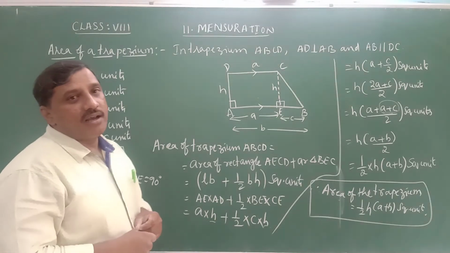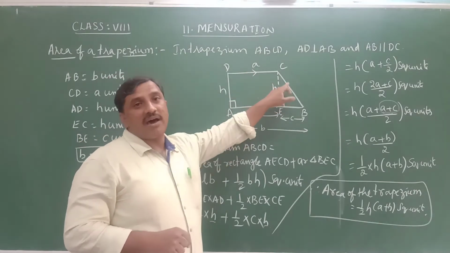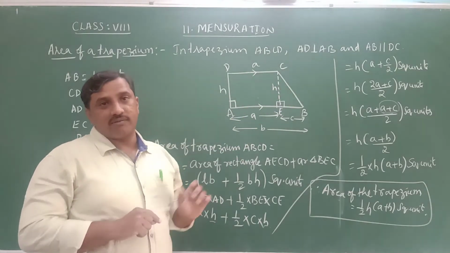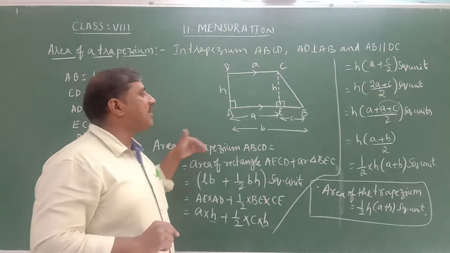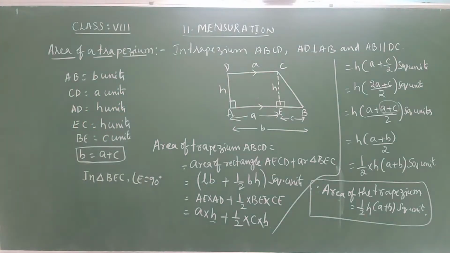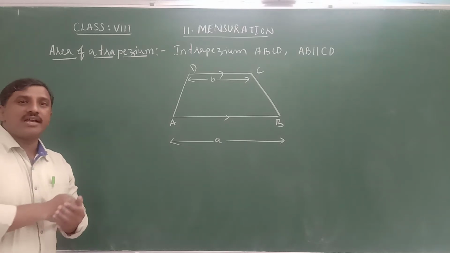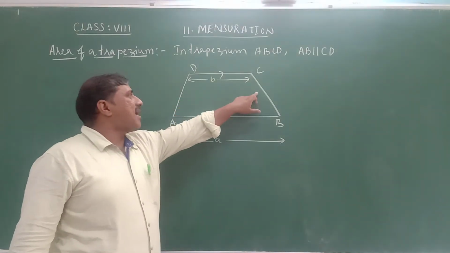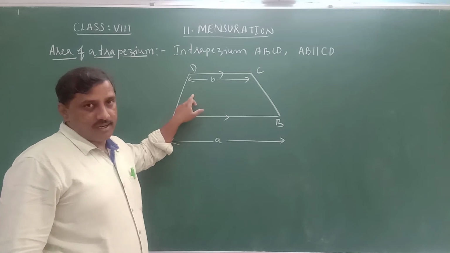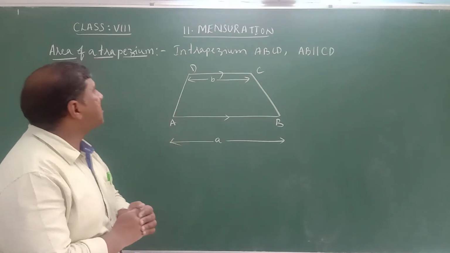Now we will derive a formula to find area of a trapezium when the two non-parallel sides are not perpendicular. When they are not perpendicular, how to derive a formula to find the area of a trapezium, we will discuss. Any one of the sides is also not perpendicular. Then how to find area of this trapezium?